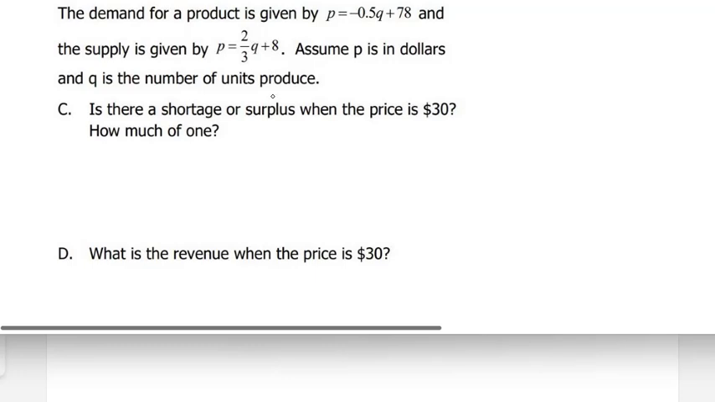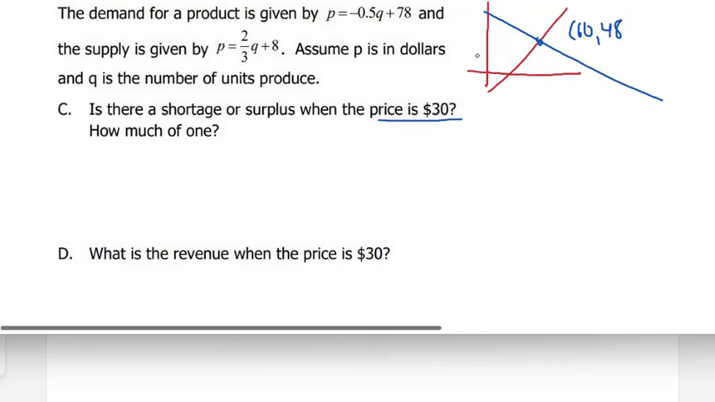Let's continue. So this time we have a price of $30. So again, let's sort of draw ourselves a picture. We've got our supply curve going up this way. We've got our demand curve going down that way. Remember, this is the point 60, 48. And this time our price is $30, so that's going to be below that 48. And so we can see our quantity demanded is to the right of our quantity supplied. So this is going to be a shortage.